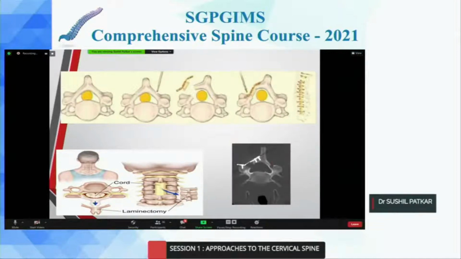Thank you. So this is how it works, and this is how the spinal canal is expanded, and the denticulate ligament is already stretched, so it helps the cord to migrate backwards.